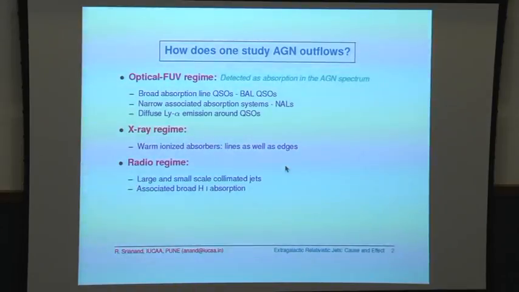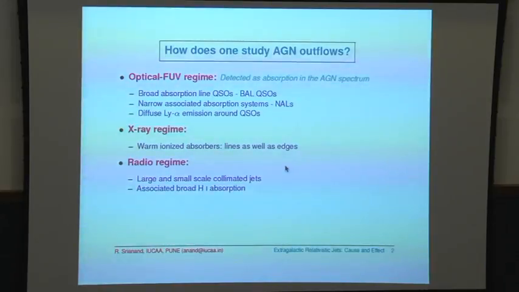Okay. So in principle, outflows are detected in the optical and FUV regime. This is basically the far UV and optical regime, which gets shifted to optical wavelength when you look at quasars at higher redshifts. These outflows reveal themselves in the form of what are called broad absorption line quasars.